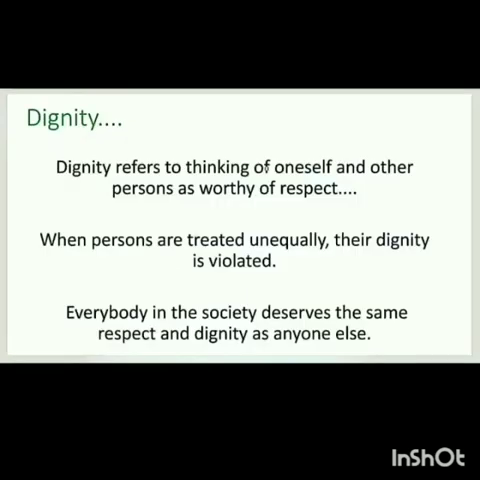By now, you have understood that there exist many forms of inequalities in our society on the basis of caste, religion, the economic background, whether we are male or female, whether we are educated or uneducated. These are the things that determine why some people are treated unequally. Now, yet another term is important with inequality, and that is dignity. Dignity refers to the thinking of oneself and other persons as worthy of respect, which means considering ourselves as worthy of respect means dignifying yourself, that you have some dignity.